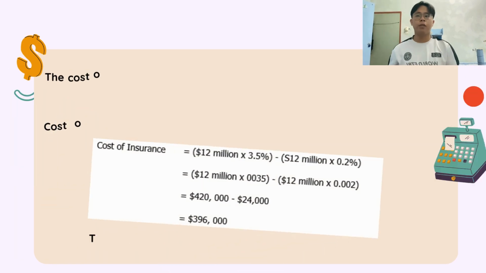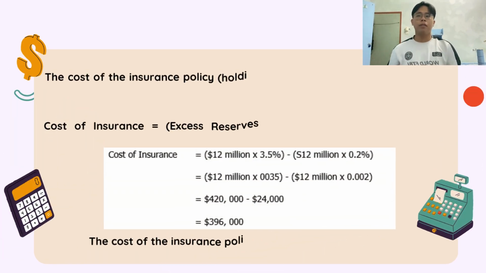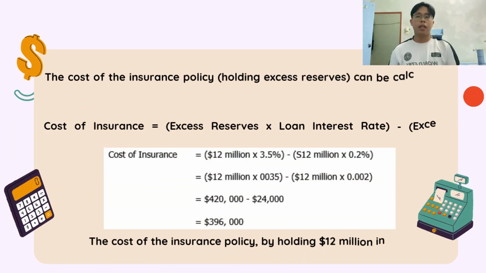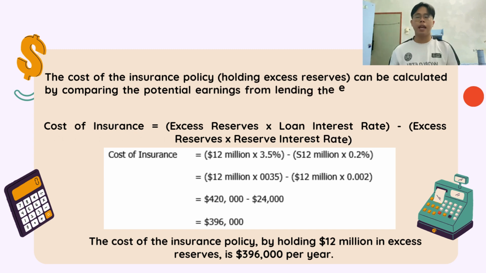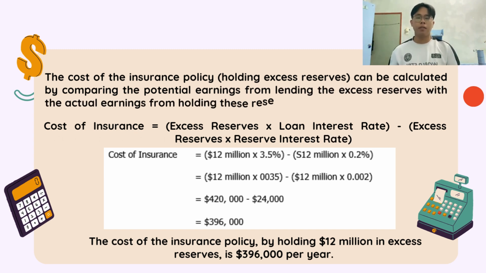And let's move to the answer. The cost of the insurance policy can be calculated by comparing the potential earnings from lending the excess reserves with the actual earnings from holding these reserves. The formula to calculate this cost is cost of insurance equals excess reserves multiplied by loan interest rate minus excess reserves multiplied by reserve interest rate.